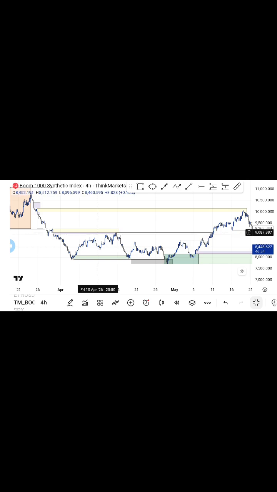This previous order block has already been filled by this movement. So we don't have anything with this one again. The market is pushing up here, then pushing down. This is actually our new demand zone. The market was consolidating in this range.